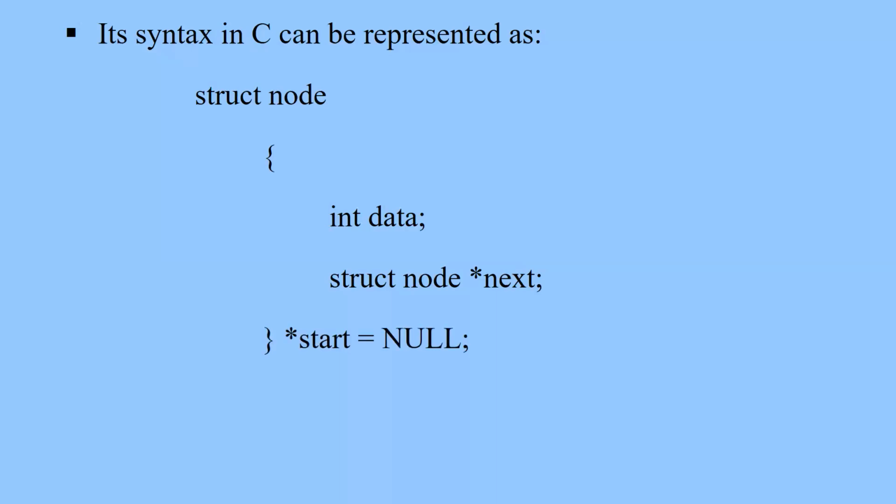And then we initialize our first pointer with null, or we store null in the memory location being pointed to by the pointer called start. We then declare a pointer called temp, which is supposed to point to node.